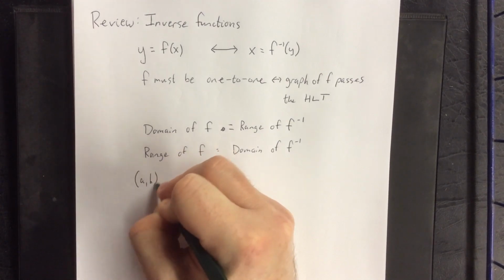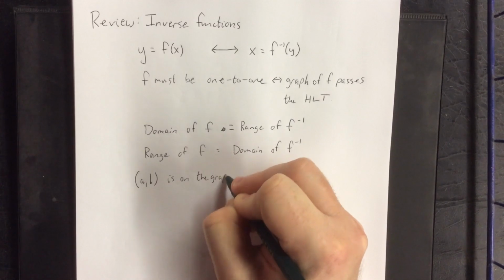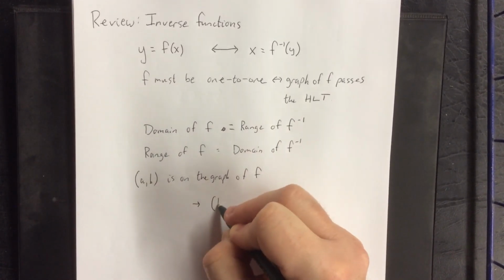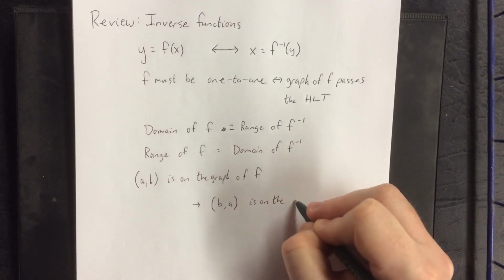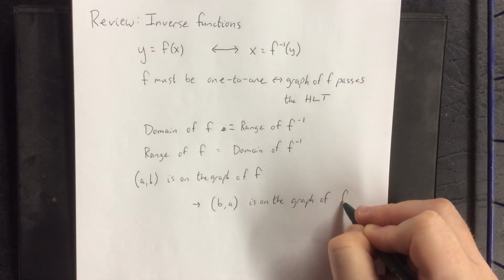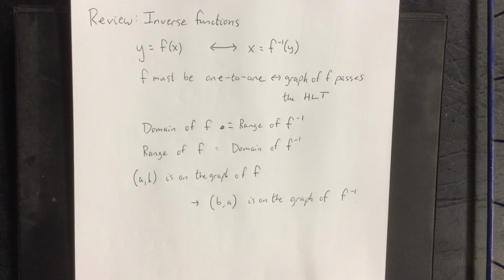If the ordered pair (a, b) is on the graph of f, this means that the ordered pair (b, a) is on the graph of f inverse. Again, reversing the roles of the inputs and the outputs.